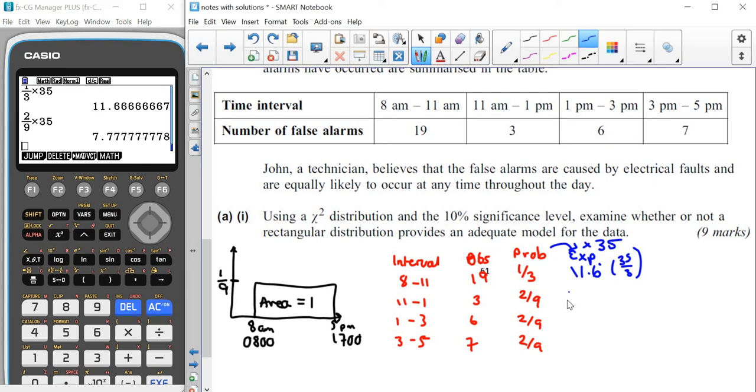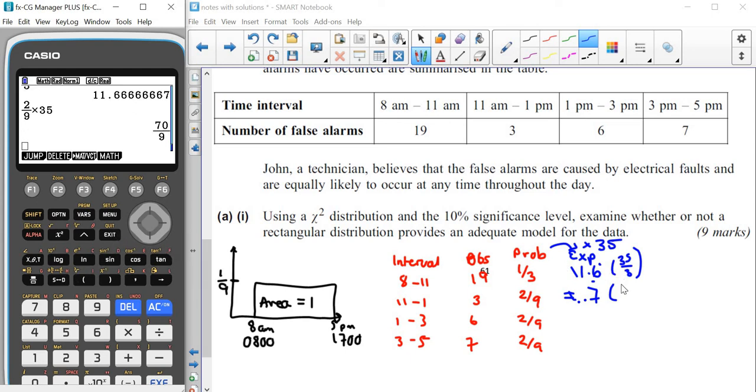which gives us 7.7 recurring. And again, just so I've got the accuracy there, I'm going to keep that as a fraction for now. So that's 70 over 9. And the other two are the same. Just having a look at the decimal version to check that it was more than 5.